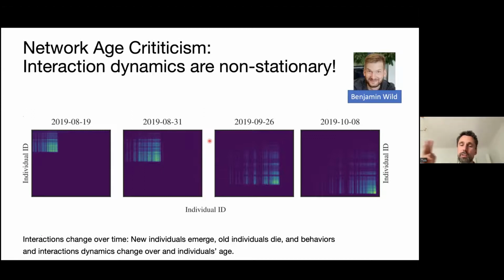So a vector for a bee, or a network age number for a bee at a certain point in time, here and earlier or later, if that's the same number, it doesn't necessarily mean that they have the same task. And that is the biggest point of criticism for network age. And he came up with a solution that looks like this.